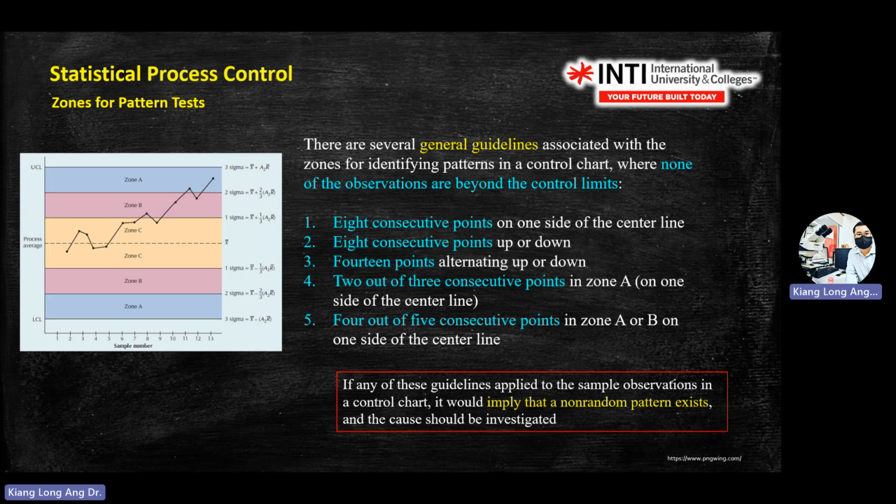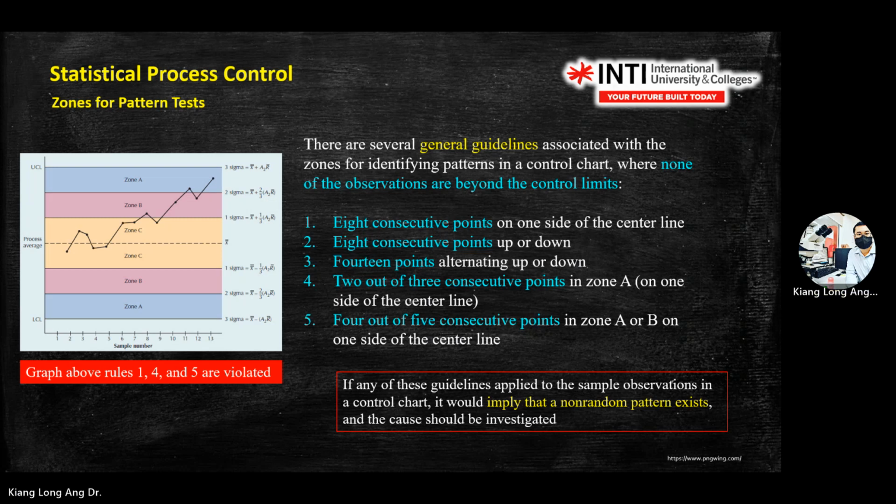2 out of 3 consecutive points in zone A. You look at three points. If two of them fall into zone A, which is very near to your control limit already, and zone A is at the two sides, it means something you need to control already. 4 out of 5 consecutive points in zone A or zone B. As long as you see consecutive points, more than 3, then you need to control it.